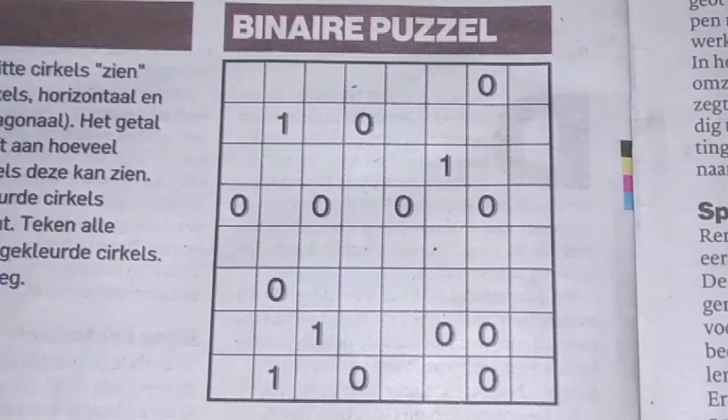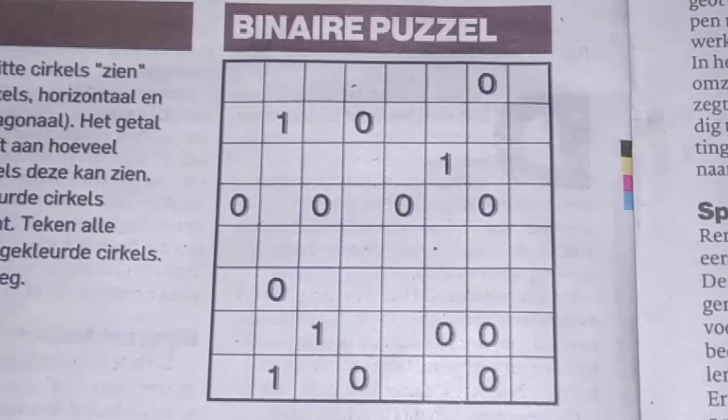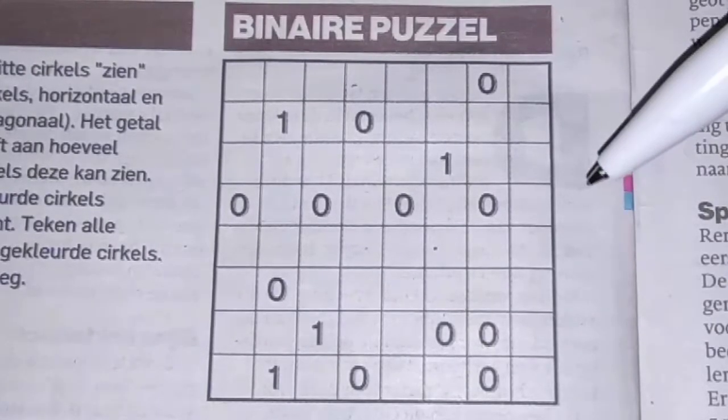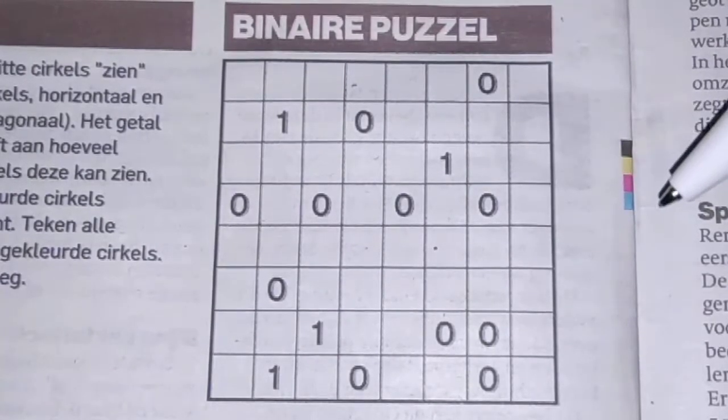We are back again with the fourth puzzle in this additional newspaper of Tuesday, May the 26th. Two puzzles are left: the binary puzzle and a tectonic. But what kind of binary puzzle is this?